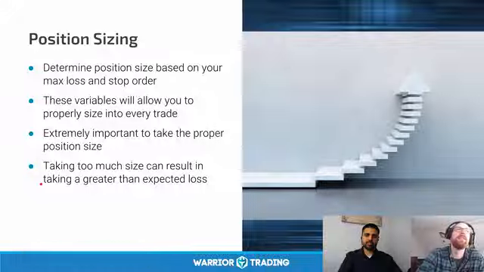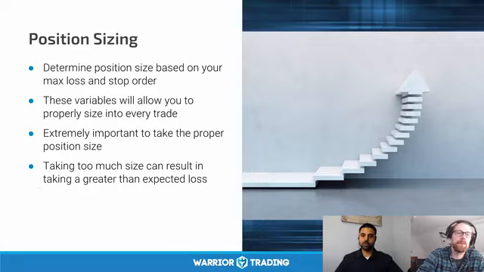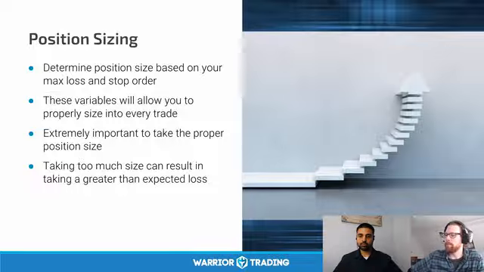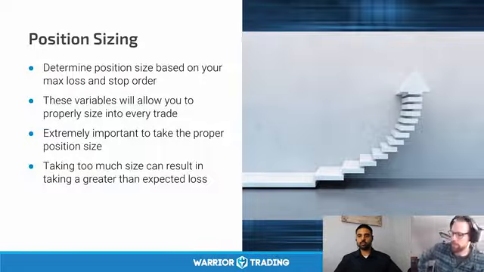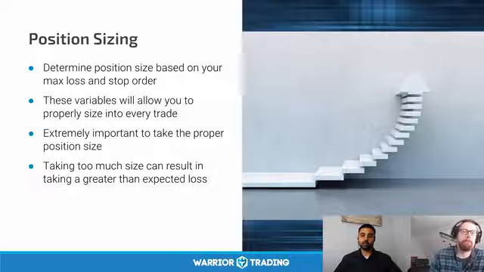Position sizing is the next important concept of risk management, and you should always size into your trades based on what your predetermined max loss and your stop loss on the trade was. By incorporating both of those variables, you'll be able to determine how big of a position to take on the trade. So for example, if you think Bitcoin's a good buy at 10,000, but you know you would want to exit if it hits 9,900, that means you're risking $100 per coin.